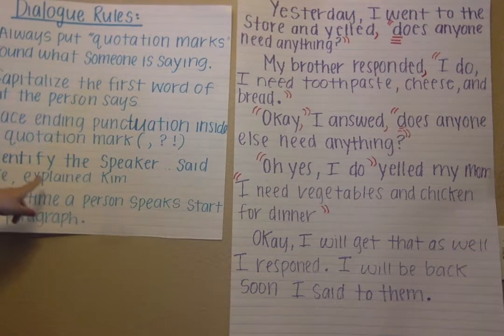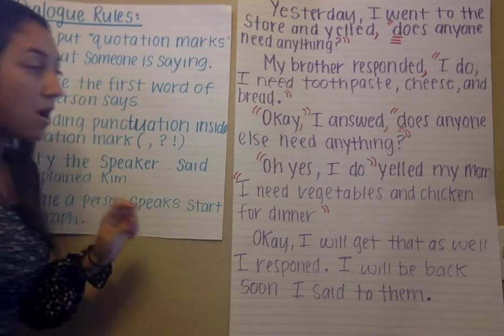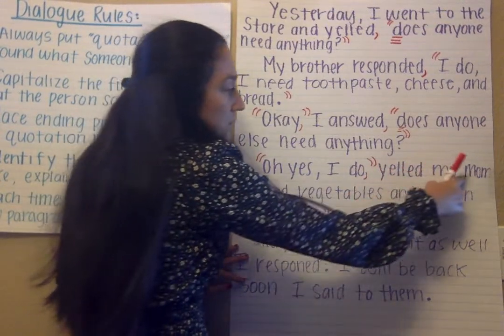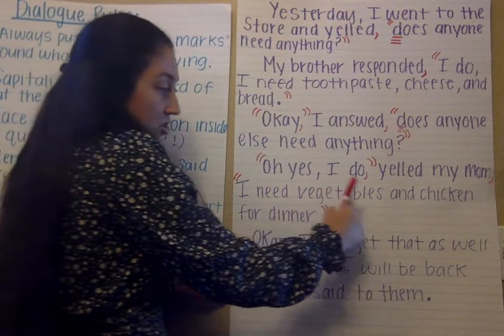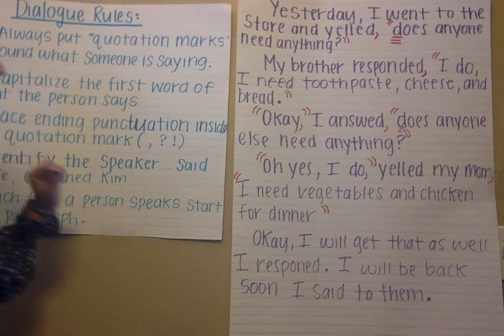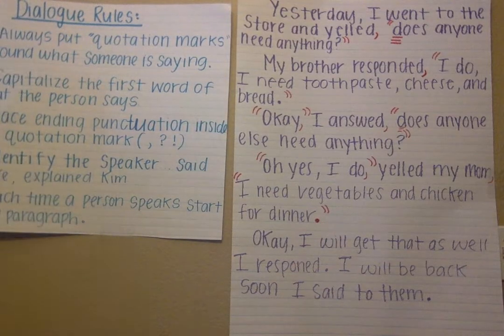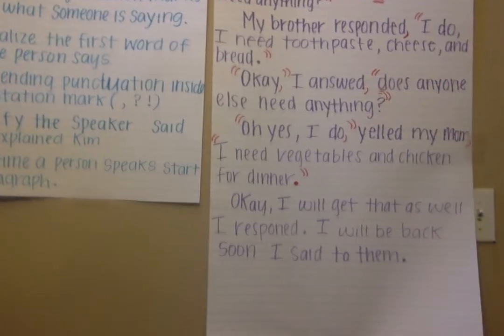Now we need to identify the speaker. Said Mike, explained Kim. The speaker here was my mom. "Oh yes, I do," comma, quote, yelled my mom, comma, "I need vegetables and chicken for dinner." Oh, we skipped a step. My period here, because that is what she finishes off her sentence by saying. And then, again, we skip a line and indent because now, again, I am going to speak.